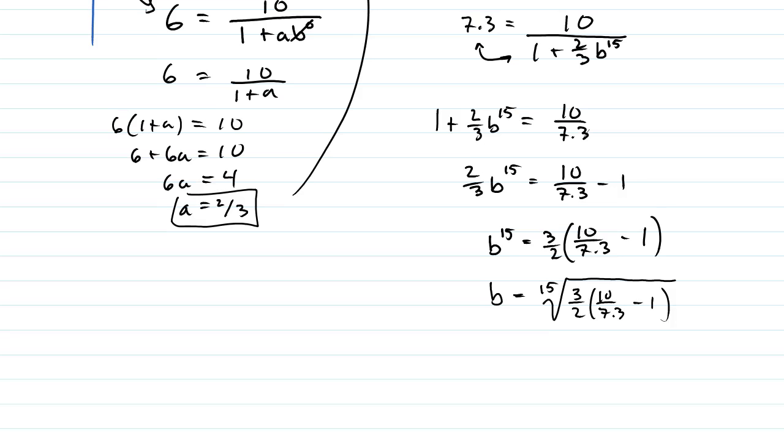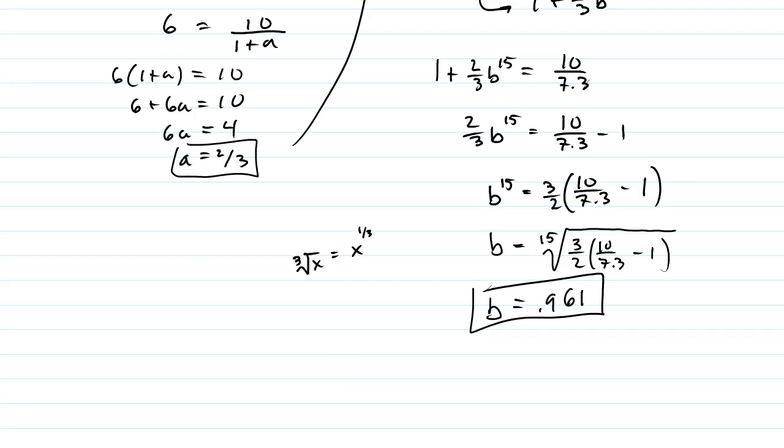Okay, now I've got to put that all in my calculator. Now remember that to do the 15th root, you would actually do the 1/15th power. So remember, the third root of x is actually the same as x to the 1/3 power. Same thing with 15. Alright, plugging it in the calculator. I'm getting a b value of 0.961, and we said that 3 decimals would be just fine, so there it is. Now, we have to summarize.